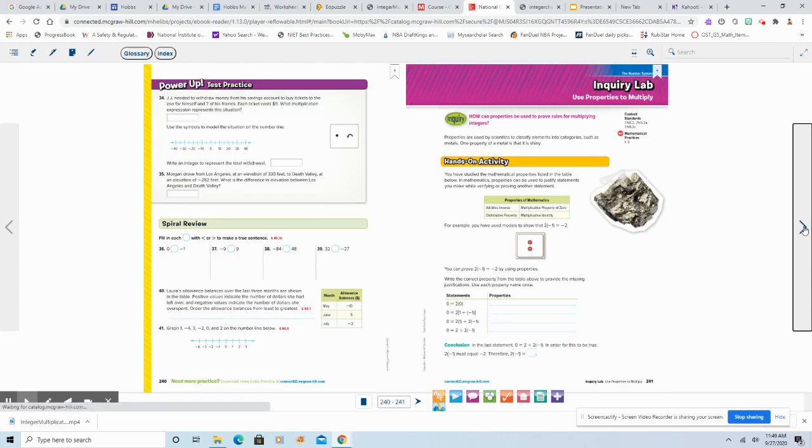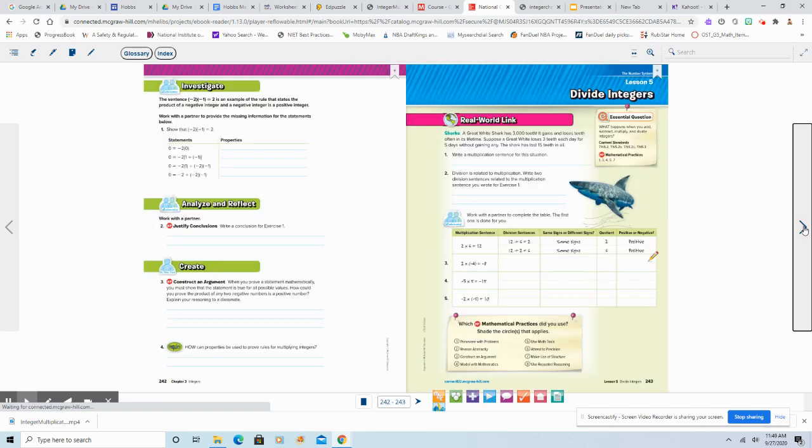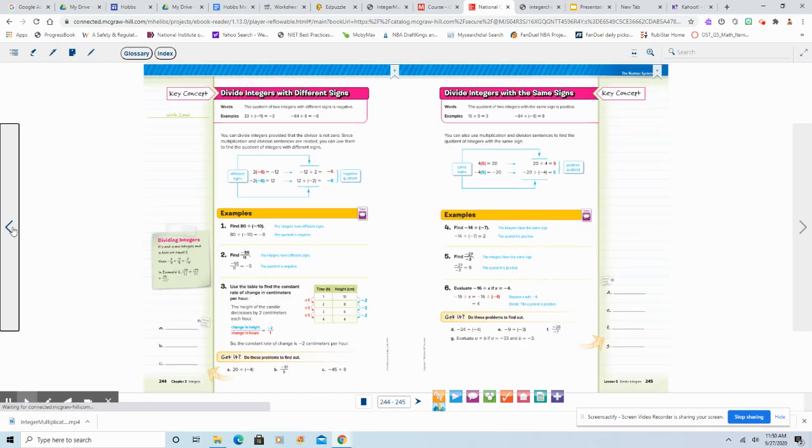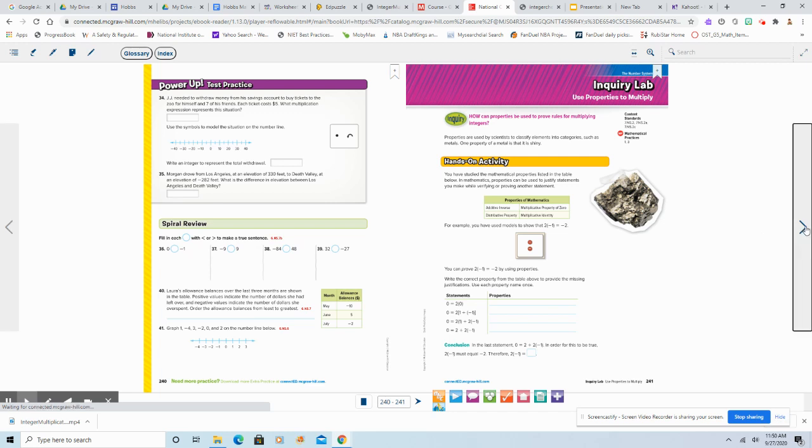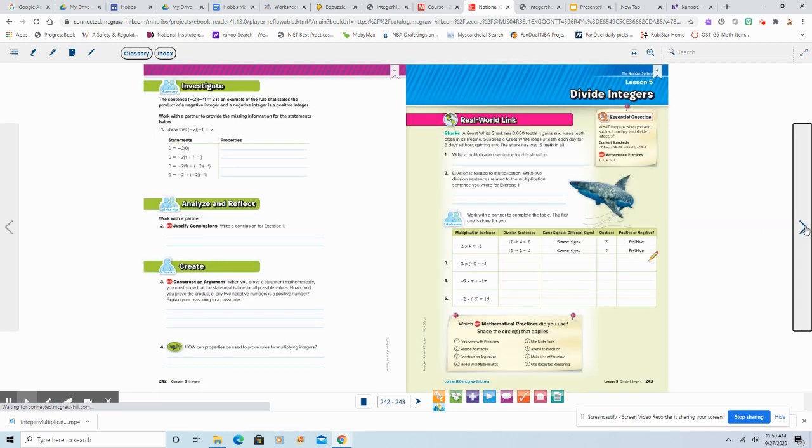And then if you go to page 243, which I went way too far, you'll find that that's where dividing integers are. And again, all we're going to tell the kids basically is Math Antics. He explains to them, if you have an odd amount of negative numbers to multiply or divide, the answer is going to be a negative. If you have an even amount of negative numbers, the answer will be positive.